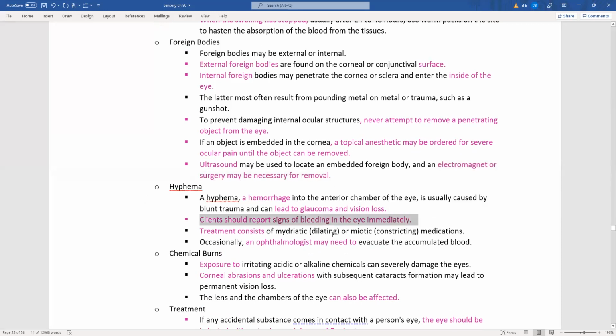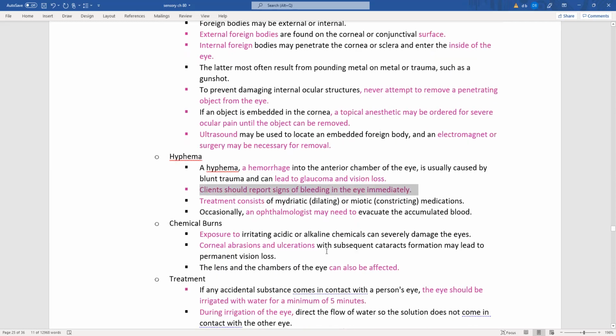Treatment consists of mydriatic, which are dilated. I remember mydriatic by this D word. The D is for dilated, mydriatic, or miotic, constricting. The way I remember that, I'm looking at a pupil. The O is the constricted pupil. So miotic, constricting meds, are the treatment for hyphema. Occasionally, an ophthalmologist may need to evacuate the accumulated blood.